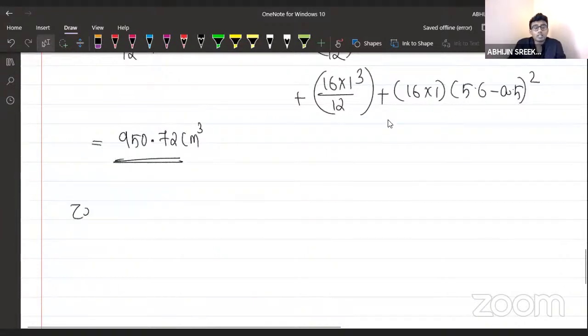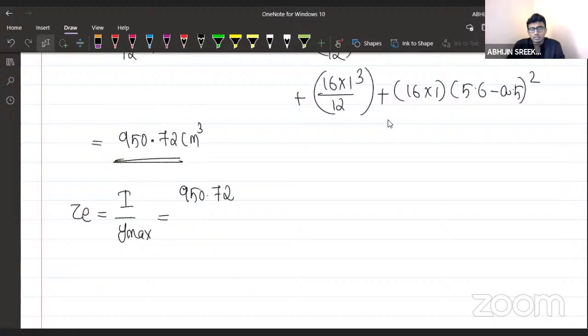And now I need to calculate the Z value. You can confirm this answer. Okay. Yes, exactly. You are right, Mahadeva. So Z, that is the elastic section modulus. How to calculate it? I divided by Y max. So the I value I have already calculated. What is the I value there? The I value there is 950.72, divided by Y max there.